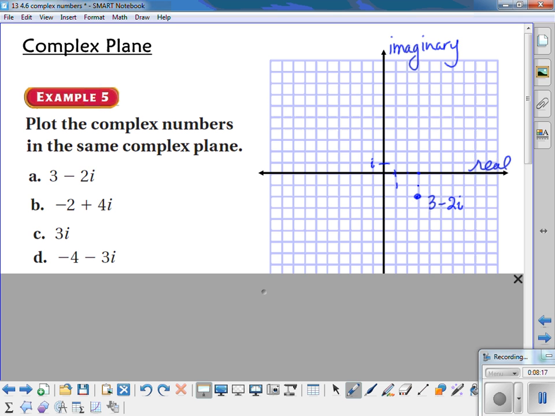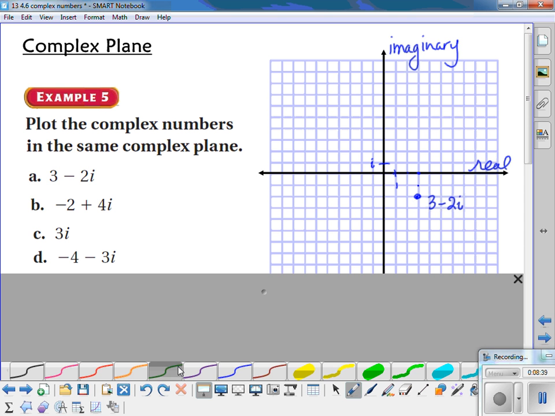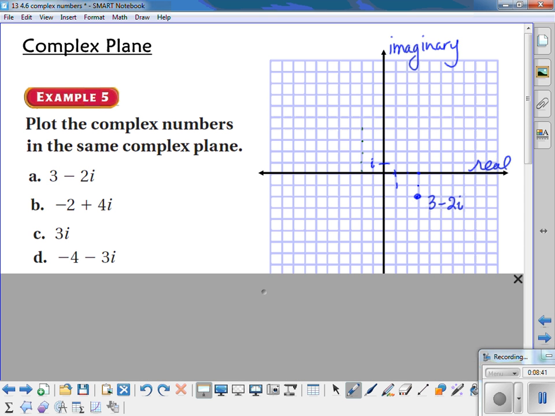Yeah, it's so easy, isn't it? So this tells me how to go horizontally, this tells me how to go vertically. So 3, negative 2. What am I going to do on B? Negative 2 and 4, exactly. So for the next one, we go backwards 2, up 4, and there is negative 2 plus 4i.